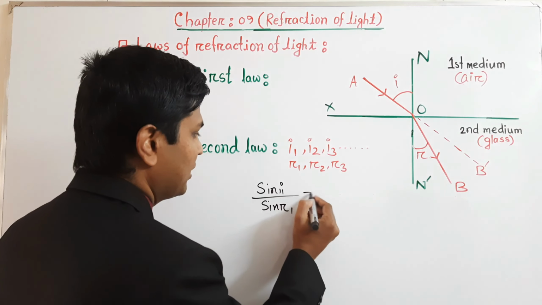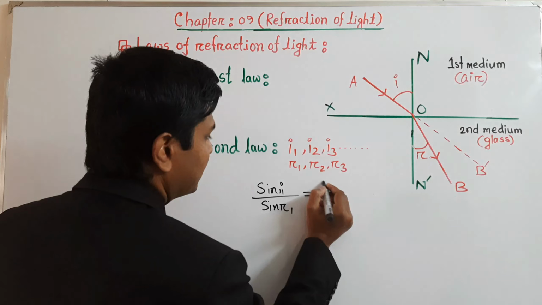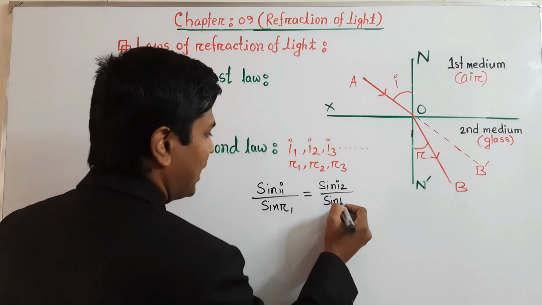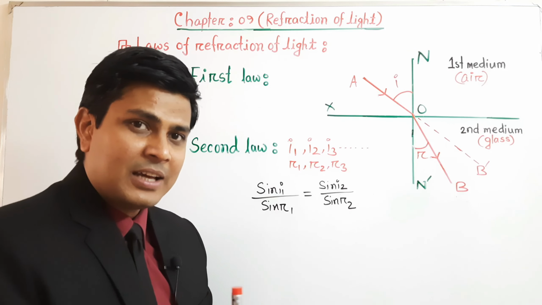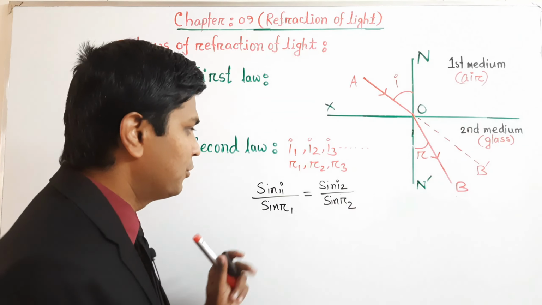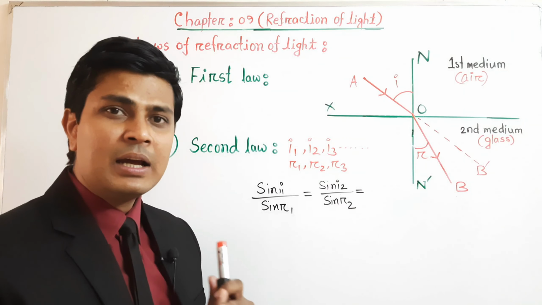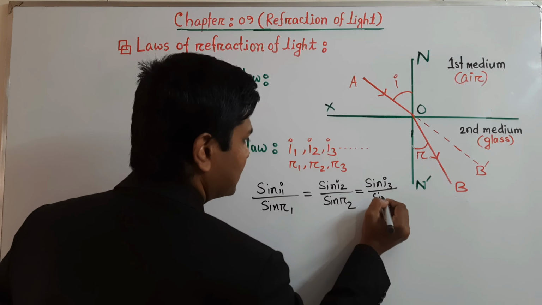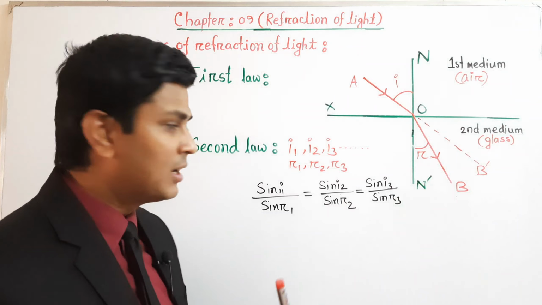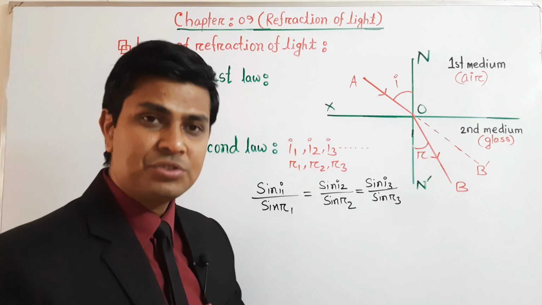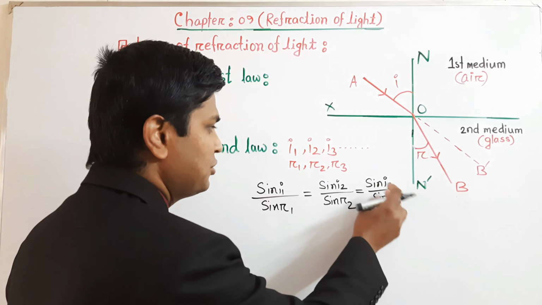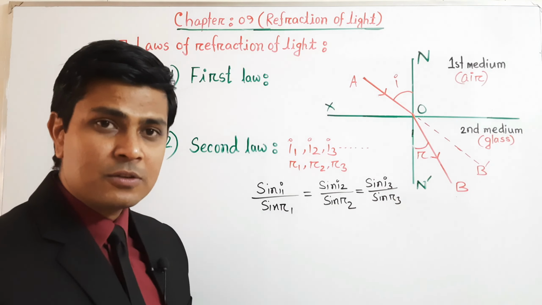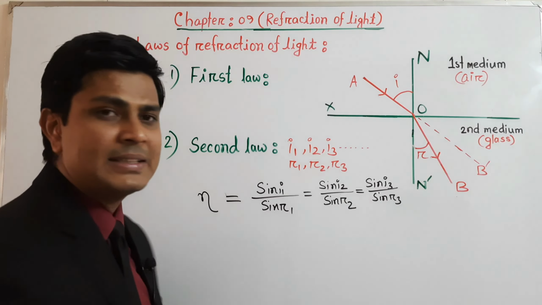So this is for the first experiment, and for the second incident ray, we can write the formula like this: sine i2 divided by sine r2. That is the ratio of sine i and sine r, which also remains the same as before. And finally, for the third angle of incidence, we will get another angle of refraction, which is r3. So we can write Snell's law like this: sine i3 divided by sine r3, and this ratio of sine i and sine r also remains constant as before, and this constant is called refractive index, whose symbol is eta.